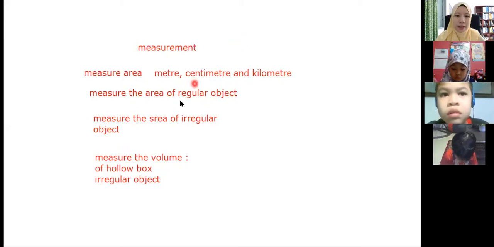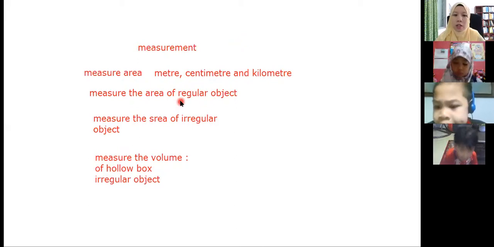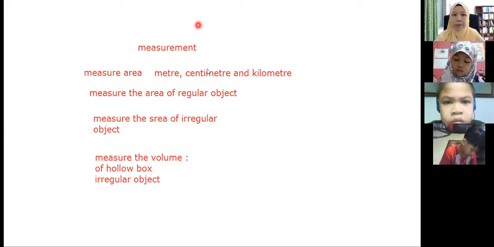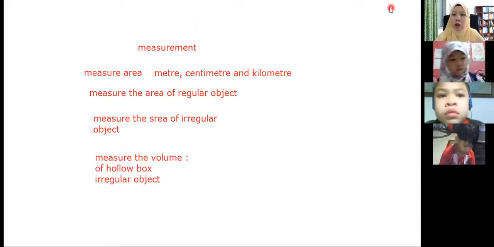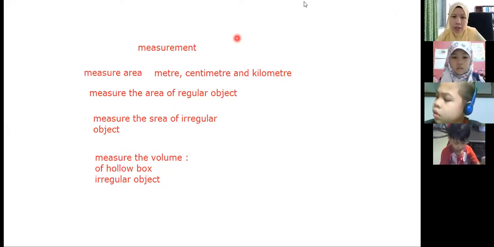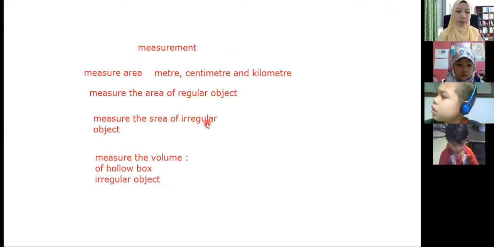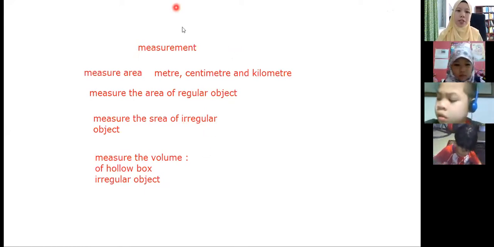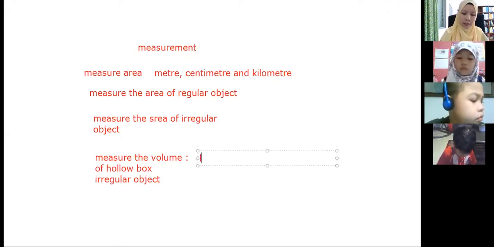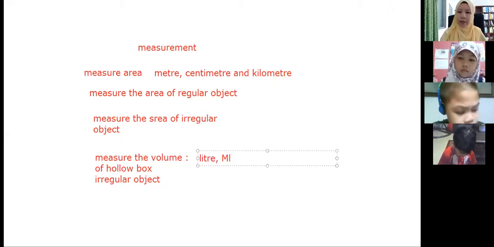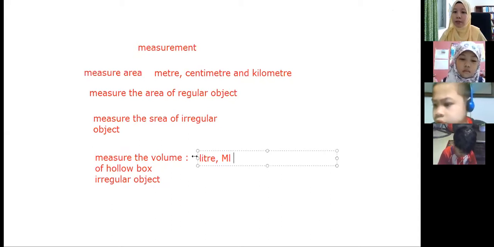Okay, what is the method that we use to measure the irregular object? Do you still remember we use graph paper? Okay, so to measure the irregular object, we will use graph paper. Okay, kalau volume, kita nak guna unit apa? If you want to measure the volume, what is the unit that we will use? Liter, and then ml or milliliter, okay. And then, my students, also cubic meter.